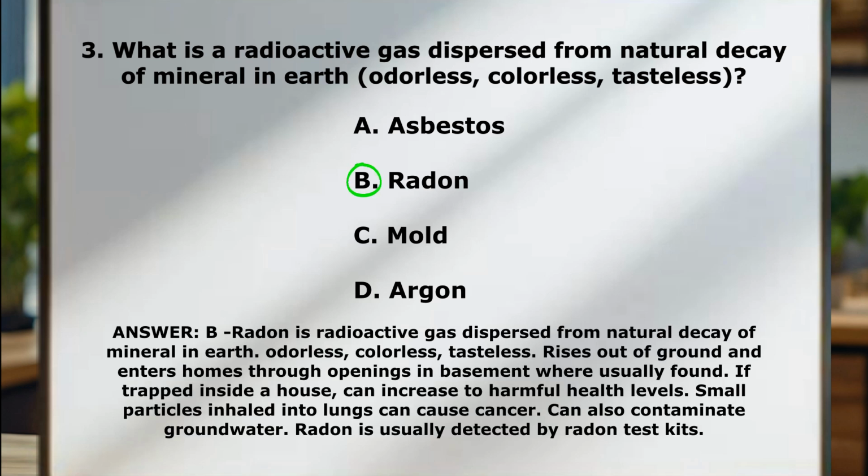Radon. It's a radioactive gas dispersed from the natural decay of mineral in the earth. It rises out of the ground and enters homes through openings in basements where usually found.